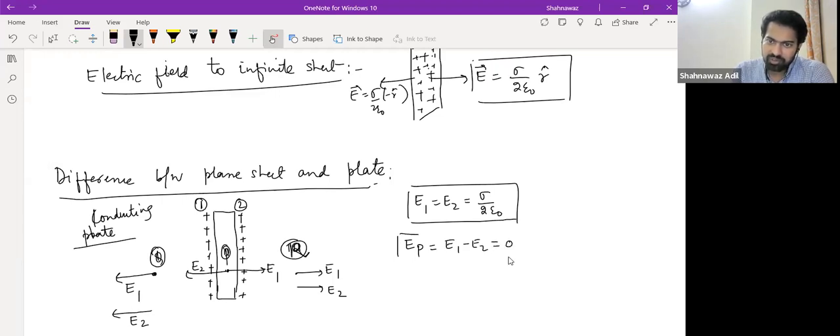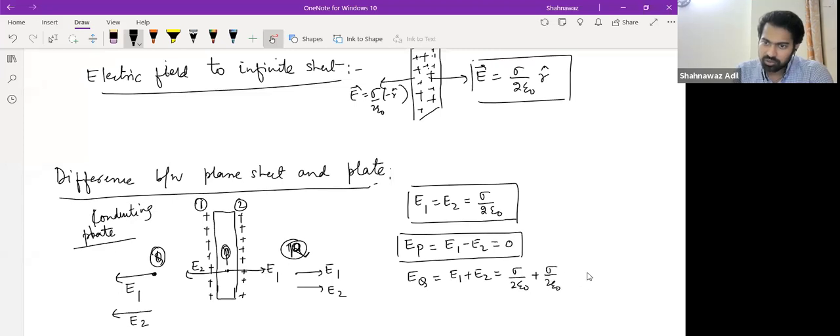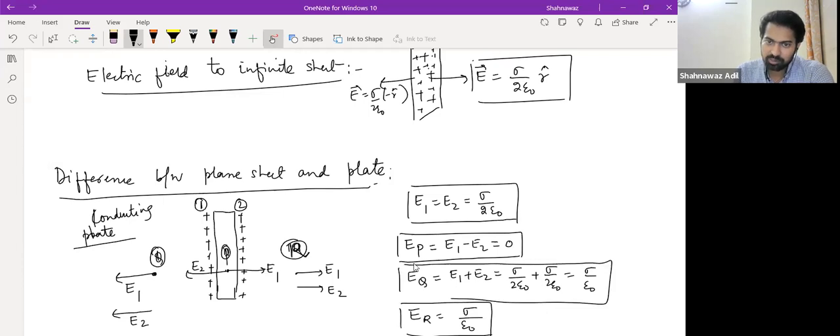And the electric field at point Q would be E1 plus E2, which would be sigma by 2 epsilon naught plus sigma by 2 epsilon naught, so sigma by epsilon naught. And the same case for R. So this will again be sigma by epsilon naught. So this is the difference between the conducting plate and this plane sheet. Understood, guys?